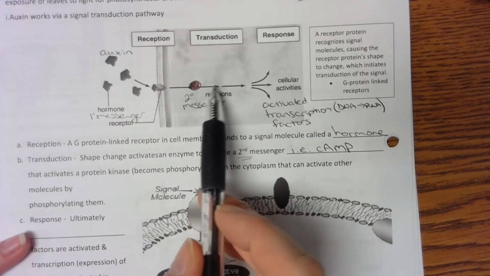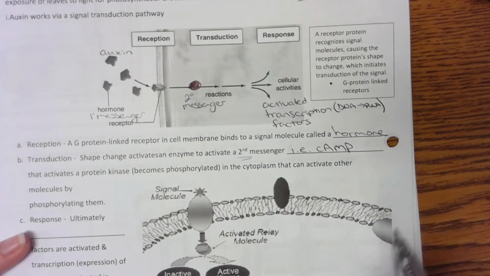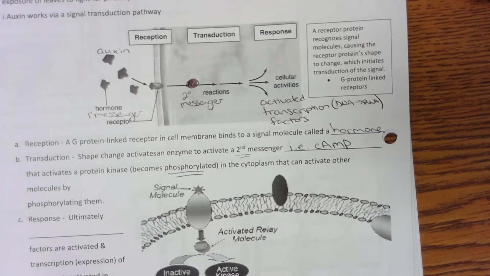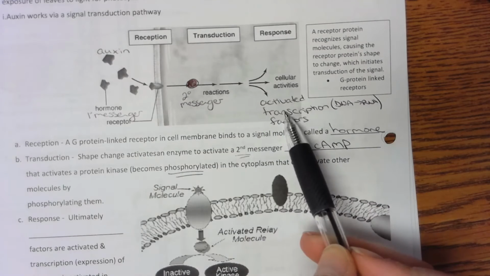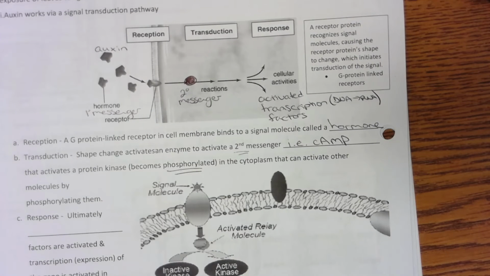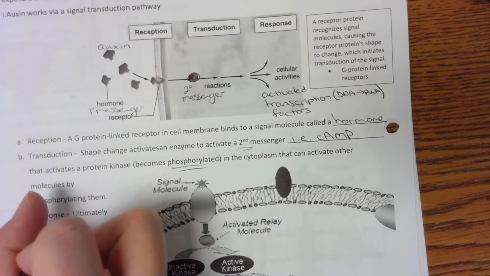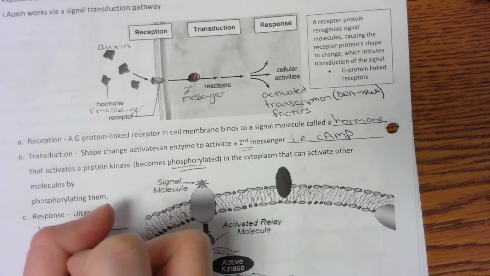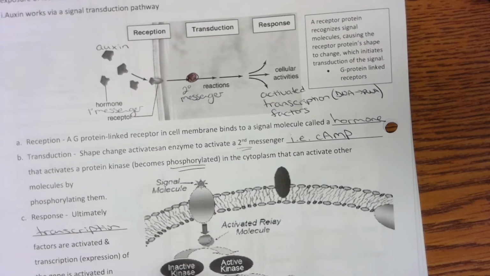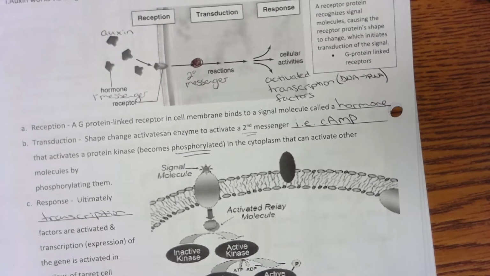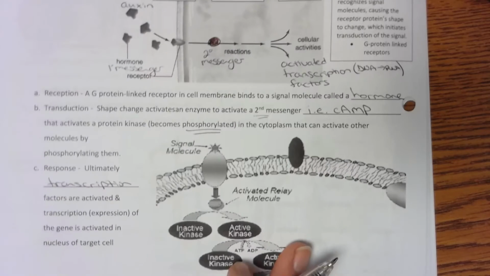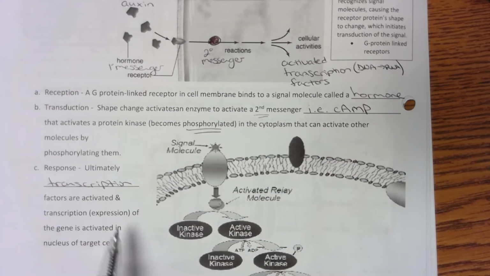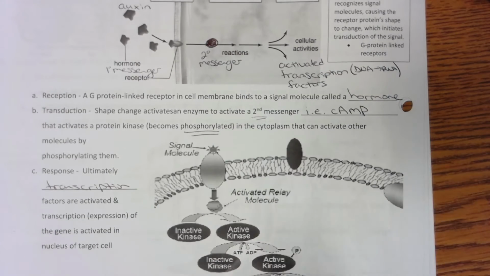And that's just going to keep on activating other molecules by phosphorylating them, eventually leading to activated transcription factors. And that means you're turning on genes. So anytime you summarize this, you might want to mention both factors: the fact that you're activating transcription factors, which ultimately means you're turning on a gene.